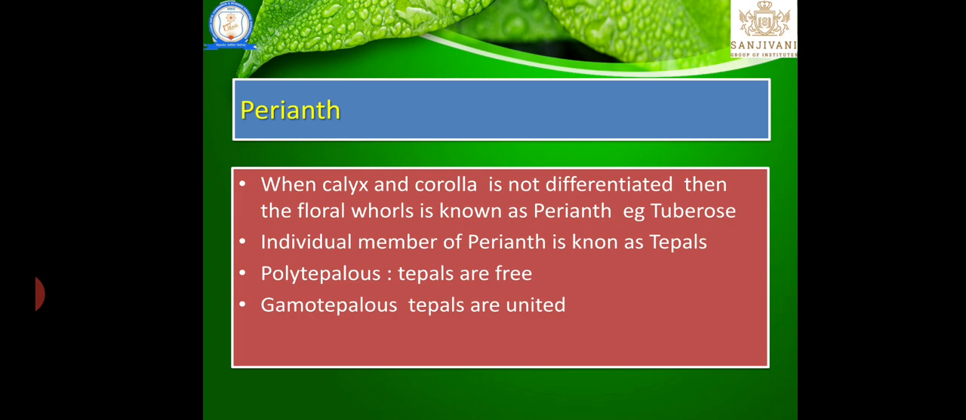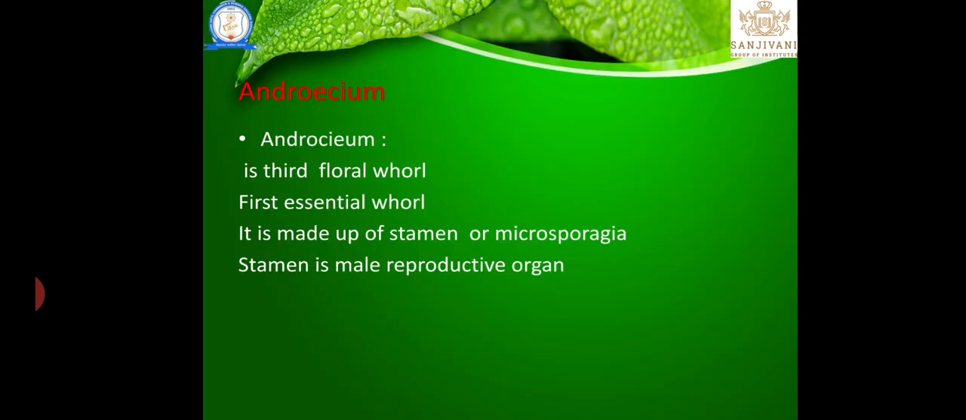Perianth: when the calyx and corolla are not differentiated, the floral whorl is known as a perianth. For example, tuberose. An individual member of the perianth is known as a tepal. Polytepalous means tepals are free, and gamotepalous means tepals are united.